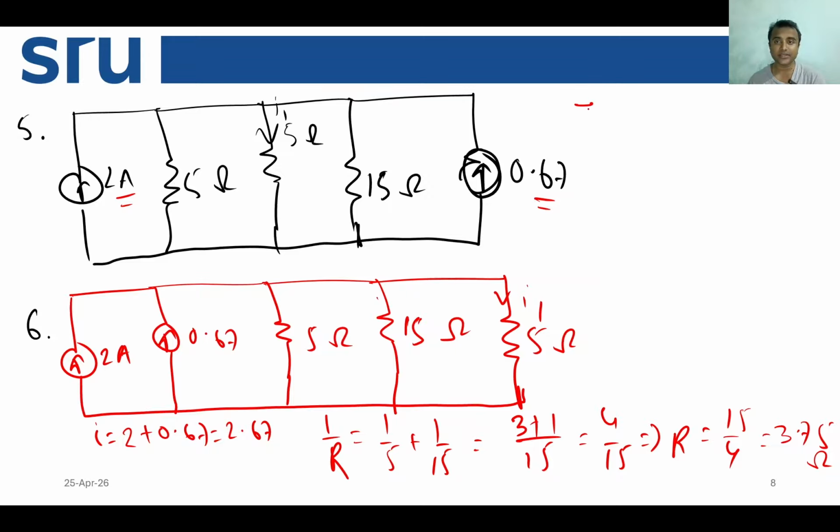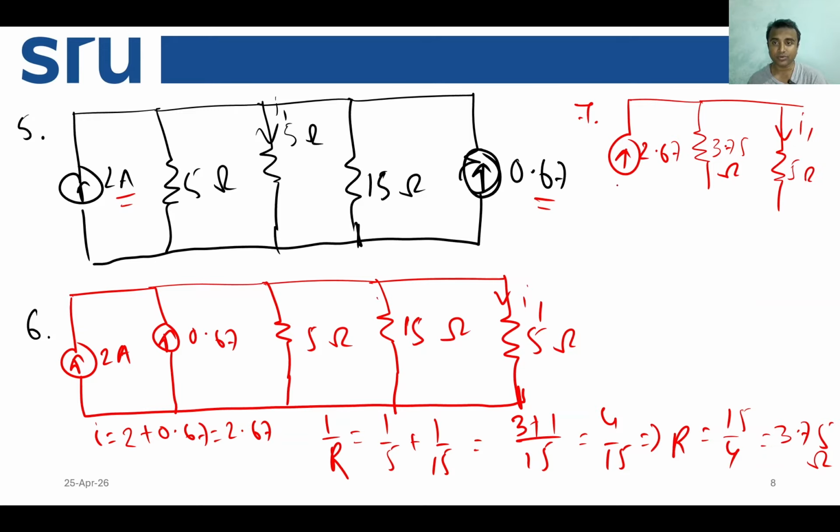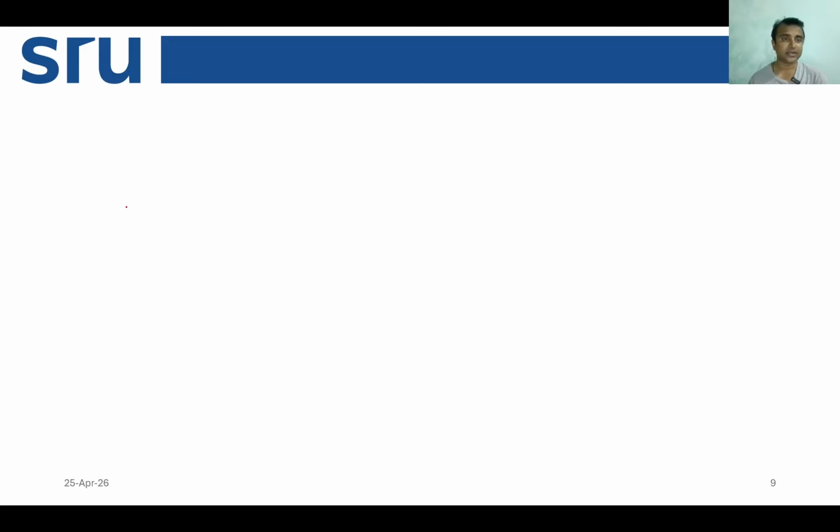So ultimately the seventh circuit we can write as 2.67 ampere current source, then you have 3.75 ohm as resistance, then you have another target resistance of 5 ohm, and which is connected to each other, right? This is the seventh circuit. Now again I told you that you have to convert it into only one loop having one voltage source and several current sources.